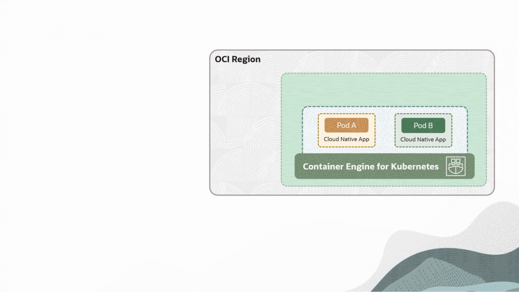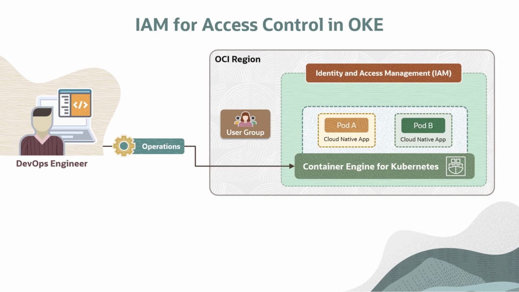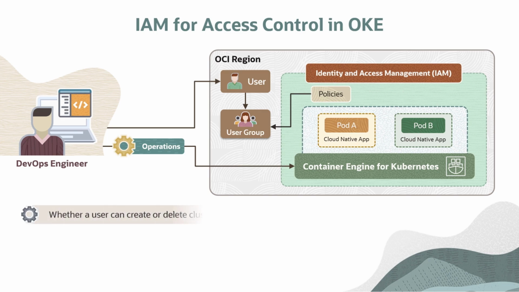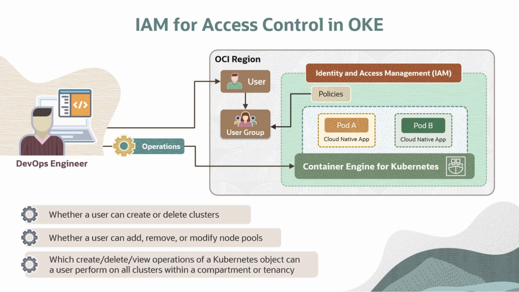Let's get started. For most operations on Container Engine for Kubernetes clusters, IAM leverages the concept of groups. A user's permissions are determined by the IAM groups they belong to, including dynamic groups. The access rights for these groups are defined by policies. IAM provides granular control over various cluster operations, such as the ability to create or delete clusters, add, remove, or modify node pools, and dictate the Kubernetes object create, delete, view operations a user can perform.